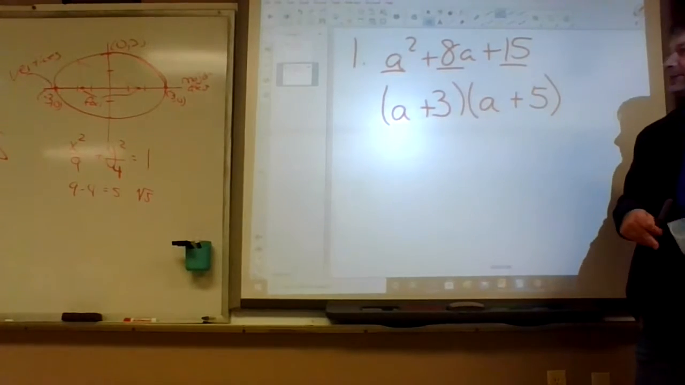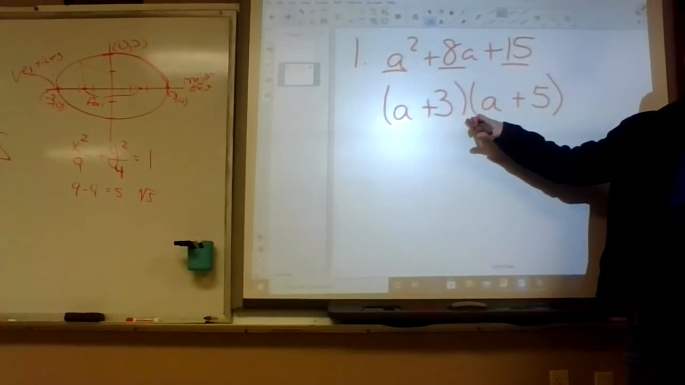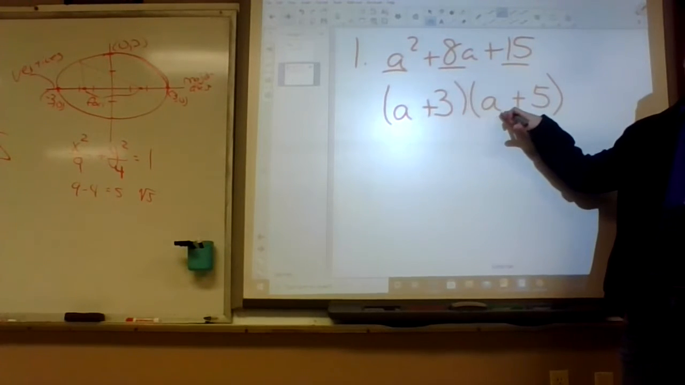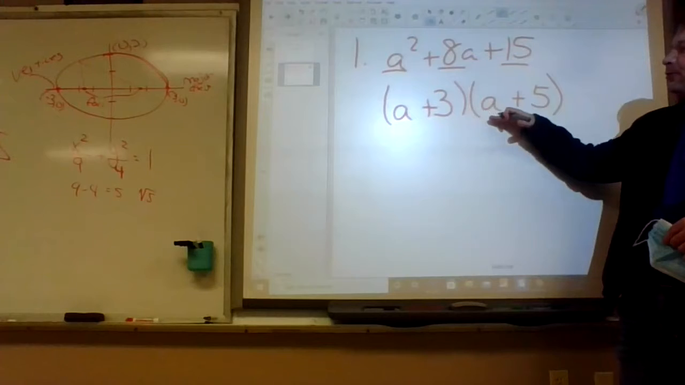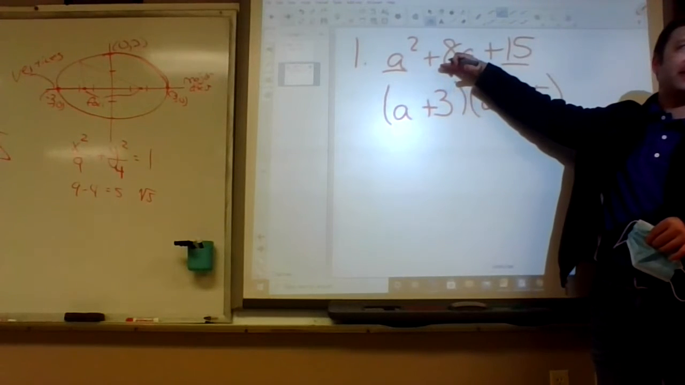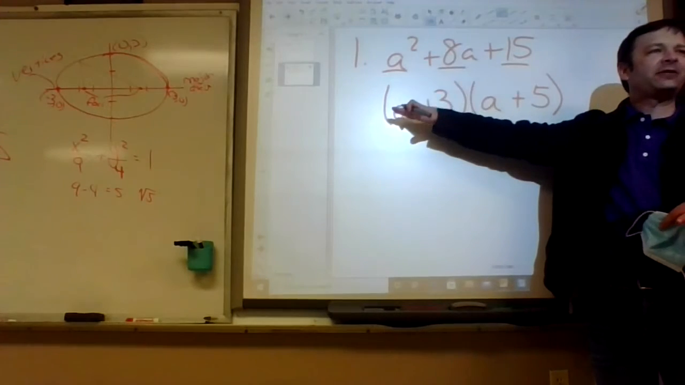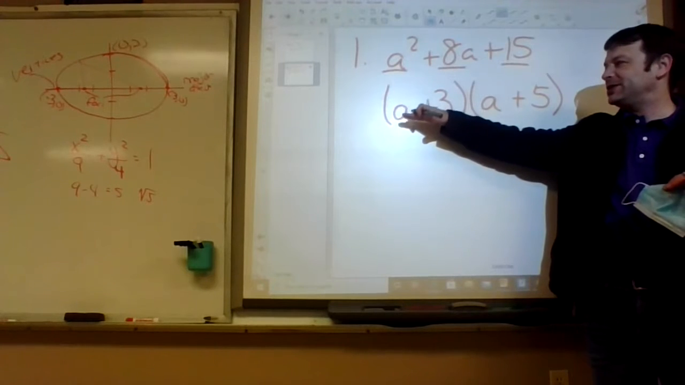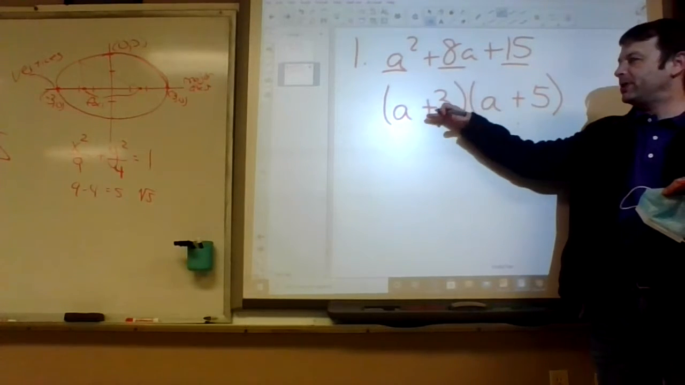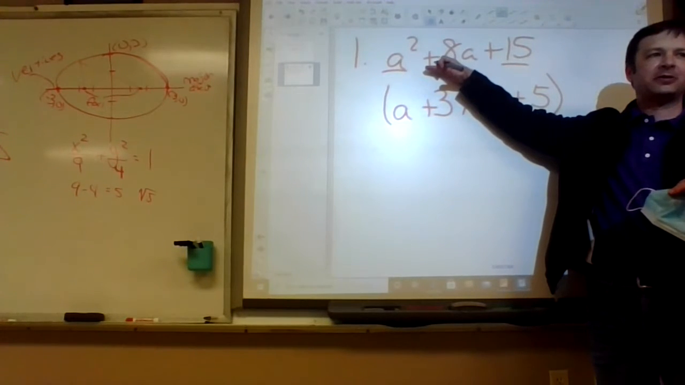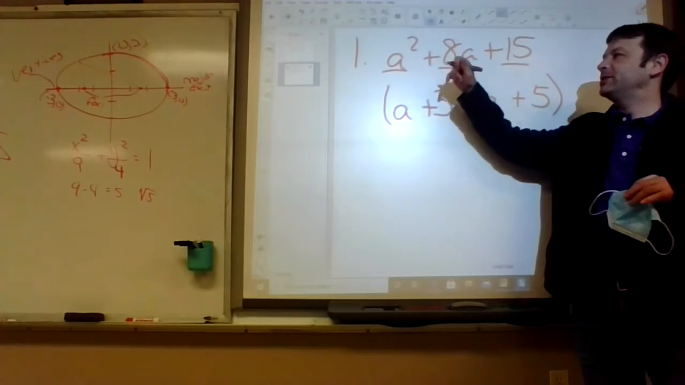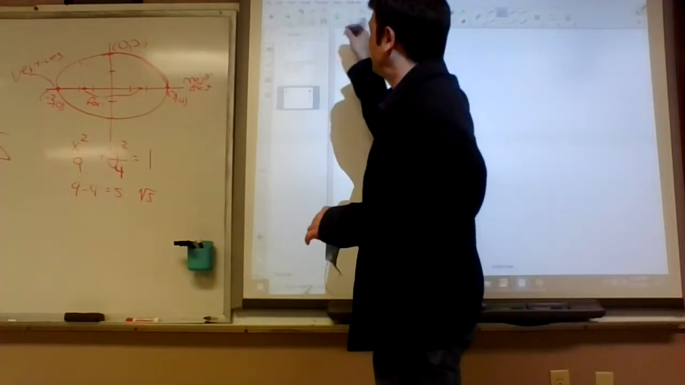That's basically it. How could I check this? Foil. If I foil, which is kind of a lot of work, but if I foil this, it should go back to that. This is called factoring. Why is it called factoring? Because these factors multiply to give you that. Factors multiply into the answer.